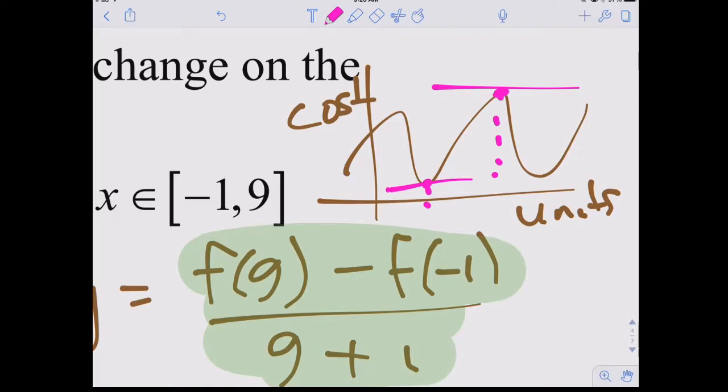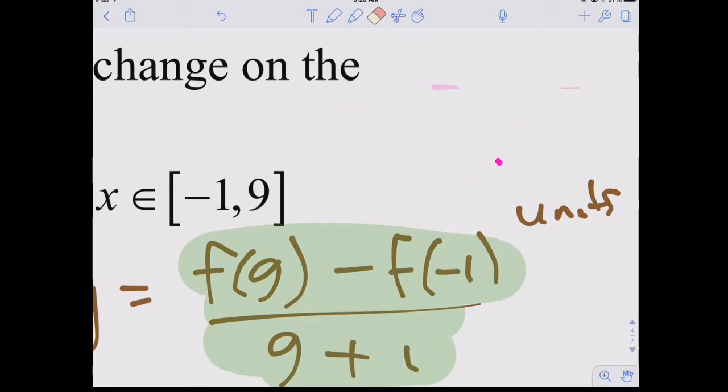Sure, we need calculus for that, but this is going to be where my cost is at a minimum, and this is going to be where my cost is at a maximum. And if you're running a business, you might not want to have your costs at a maximum, right? So this would kind of give you an idea of what level you need to be operating at in order to minimize your costs. Or if this were profit, you might want to be maximizing your profit. So that's where all this is going with calculus.